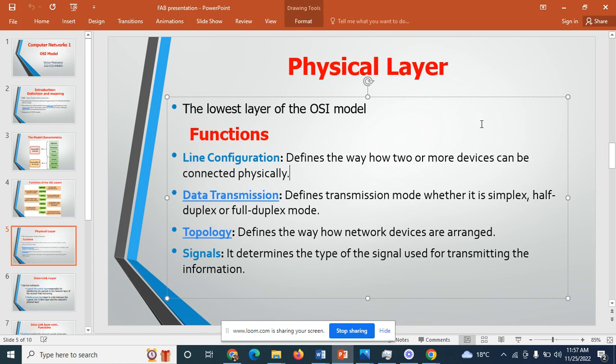In simplex, only one device is able to transmit as the other one listens. Half duplex, one transmits first, then the other one will transmit once the other one is done. Then full duplex, both are able to transmit at the same time.